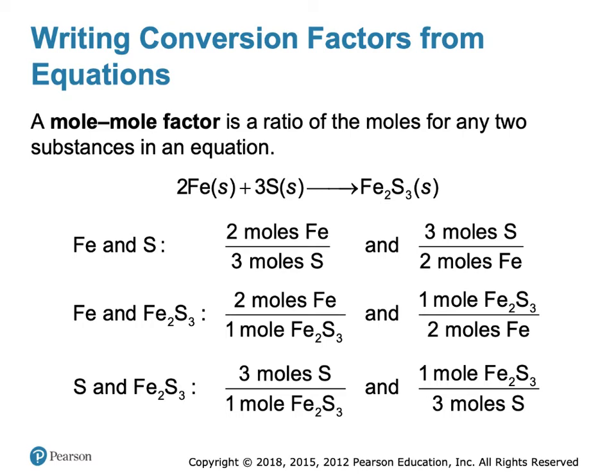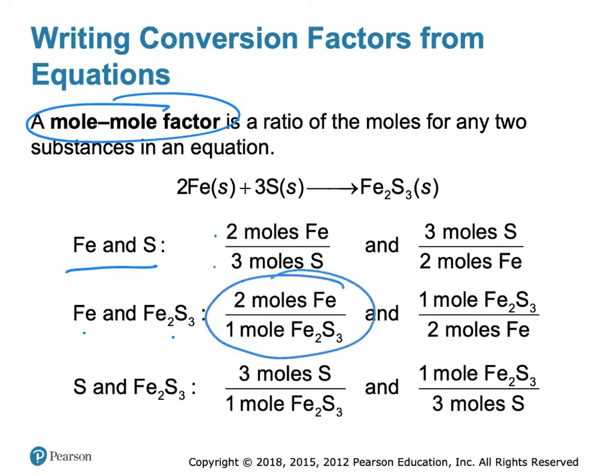We can use a balanced chemical equation to write conversion factors, and this conversion factor is going to be called a mole-mole factor. It's a ratio of the moles for any 2 of the substances in an equation. So if we wanted the mole-mole factor for iron and sulfur, it would be 2 moles of iron per 3 moles of sulfur. If we wanted the mole relationship between iron and the product iron(III) sulfide, we could write 2 moles of iron to every 1 mole of product, or 1 mole of product to every 2 moles of iron. And finally, sulfur to product as well. We can use these mole-mole factors in later calculations.